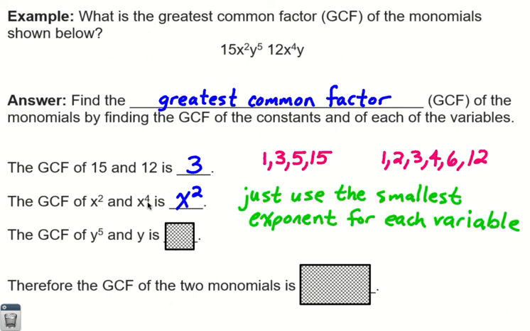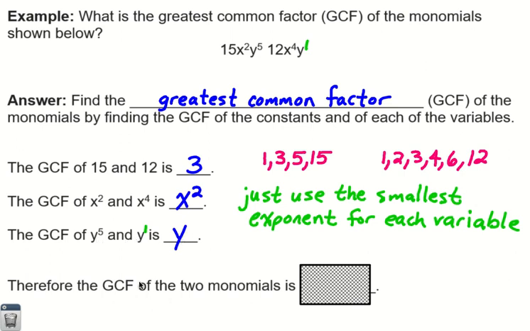What happens with the y's? Let's move on to the y's. We got y to the 5th in this monomial. And what's the power over here? Well, it's not 0, it's a 1. The power there is 1. So what's the smaller power, 5 or 1? Well, the first power, of course. So the GCF of y to the 5th and y is just y.